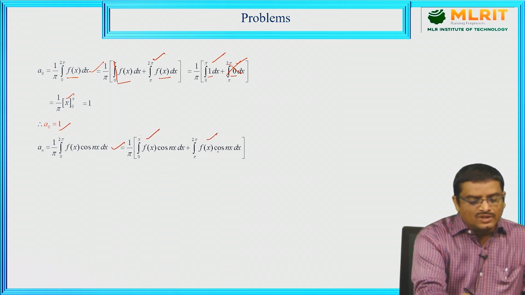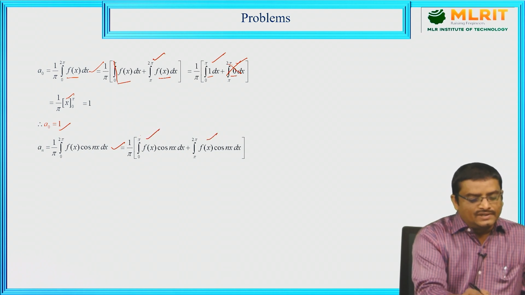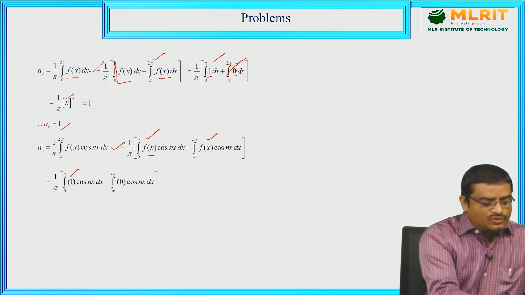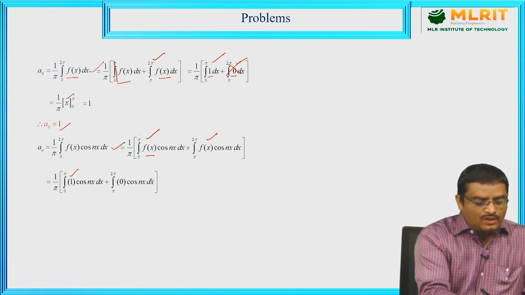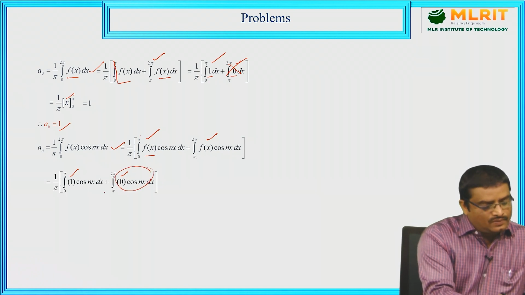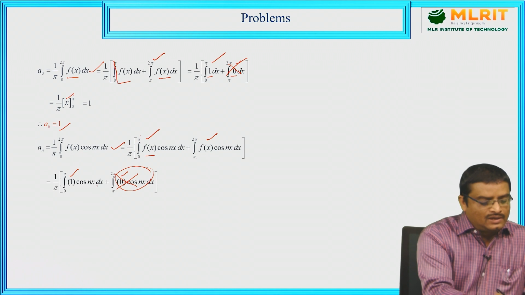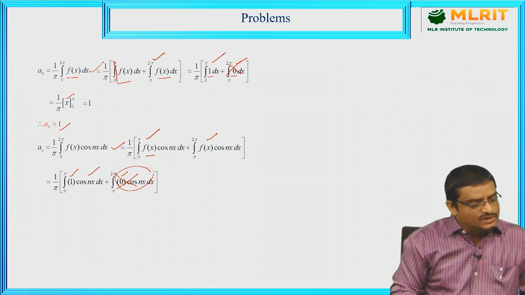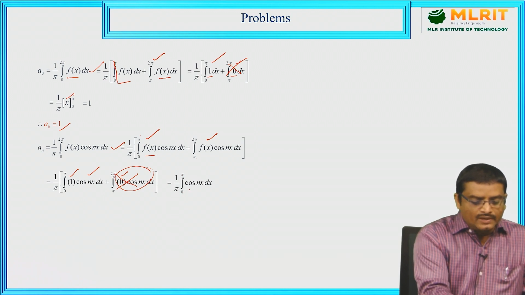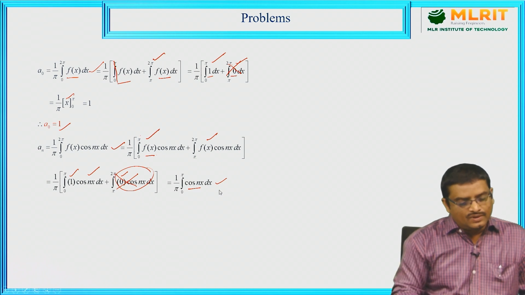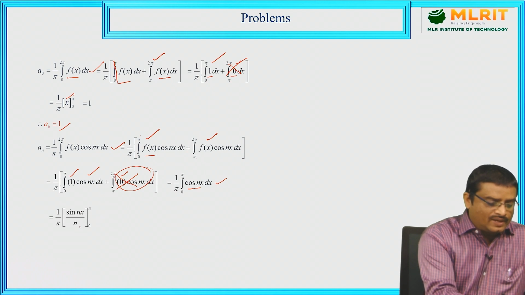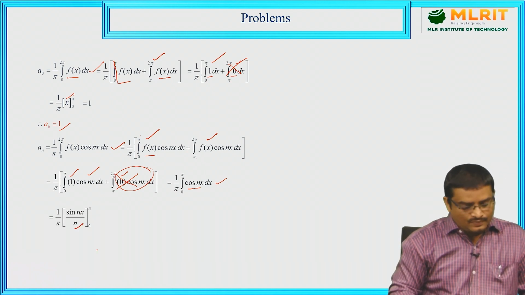Similarly here also you substitute the value of f of x based on these conditions. In 0 to pi the f of x value is given as 1, and in pi to 2 pi the f of x value is given as 0. So integral of 0 into anything is 0, so we can neglect this second integral. Now concentrate only on the first integral whose limits are 0 to pi. The remaining one is 1 by pi integral 0 to pi cos nx dx. Now we have the standard formula for the integral of cos: integral of cos nx is given by sin nx by n, and substitute the limits 0 to pi. Substitute the upper limit here.